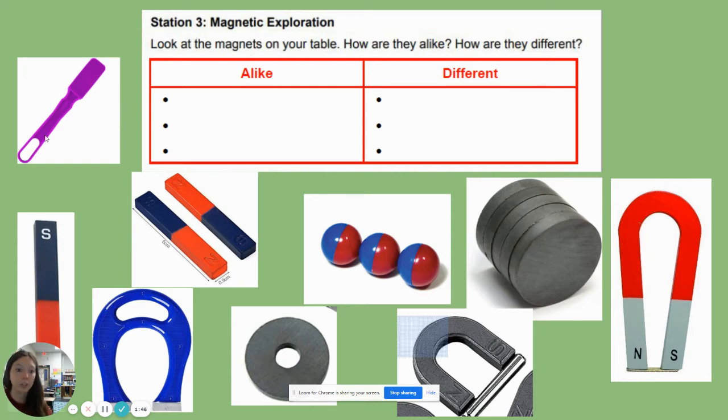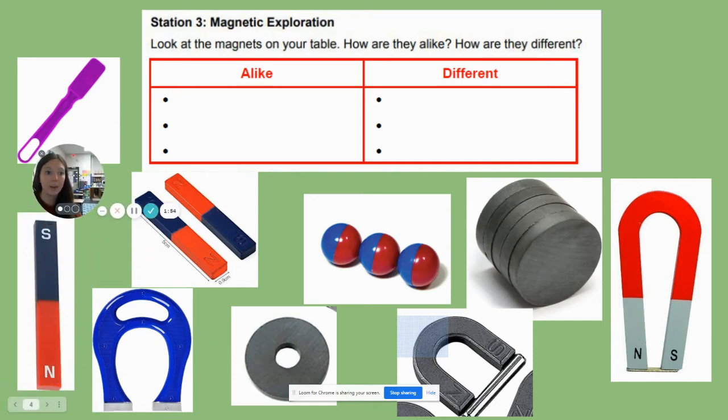So I want you to look at these pictures. These are all examples of different magnets, and I want you to look at them very carefully like a scientist would. And then I would like you to look and determine what is similar or alike about all of these magnets. Now, I'm seeing some things that are alike. Let's see if you can spot some first. Try to find 3, then we'll talk about them.